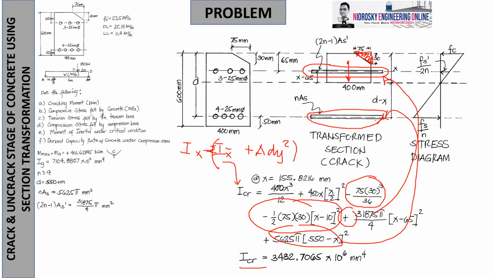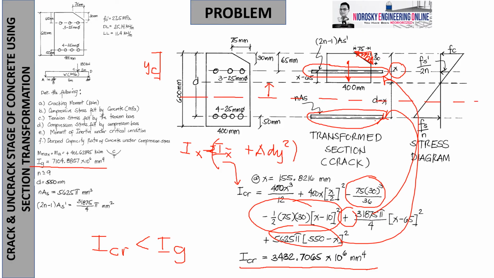So, therefore, we got the critical inertia of 3,432.7065 times 10 to the 6 mm to the fourth. If you remember, in my past video lecture, we mentioned that when an uncracked beam becomes cracked, most of the time there is a big chance that I critical is less than Ig, and that proves this condition, where Ig earlier was around 7,104. What is the logic behind it? Remember that our yt earlier was around 298, and yc was 301, with yc being the x distance at the top. Therefore, the neutral axis shifts upward.